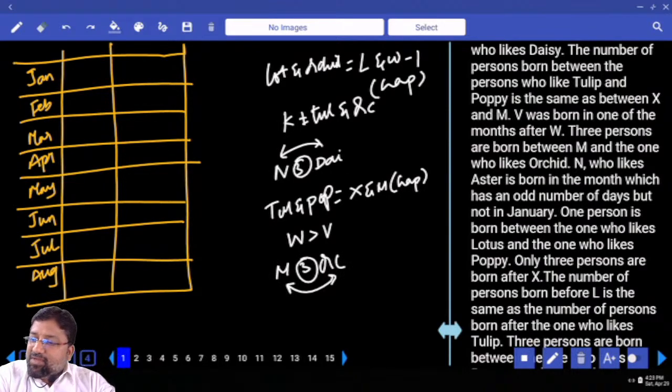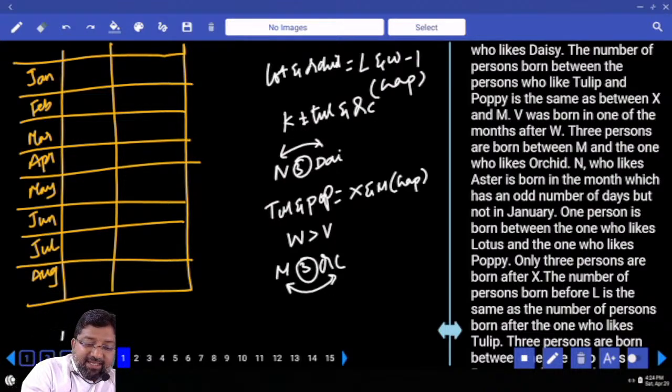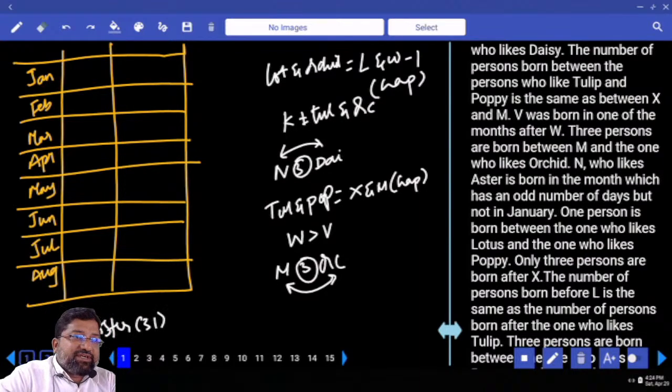Next line. N, who likes aster, is born in the month which has an odd number of days but not in January. N who likes aster is born in a month with an odd number of days, and it should be 31. Or not in January. So this position here is not for N. I'm not sure with February whether it is a leap year or non-leap year.